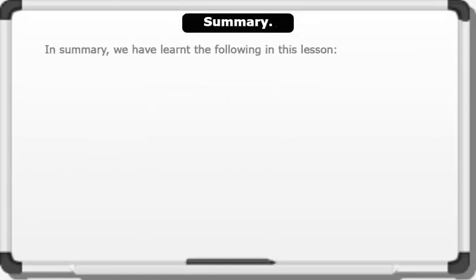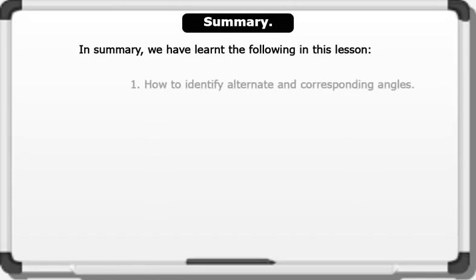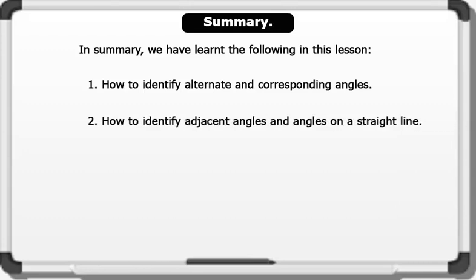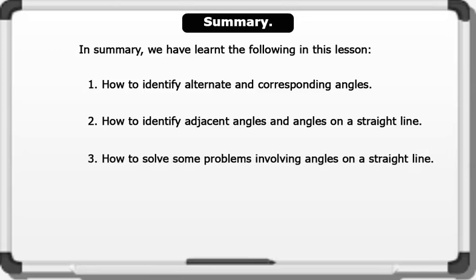In summary, we have learned the following in this lesson. 1. How to identify alternate and corresponding angles. 2. How to identify adjacent angles and angles on a straight line. And 3. How to solve some problems involving angles on a straight line.